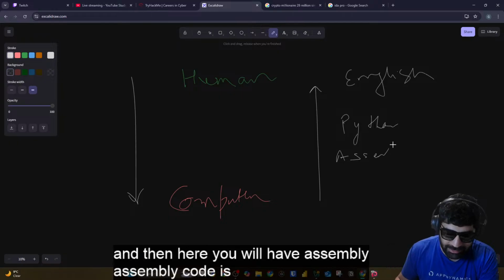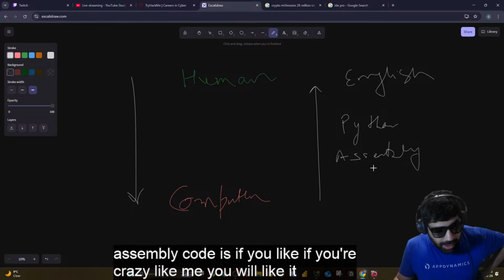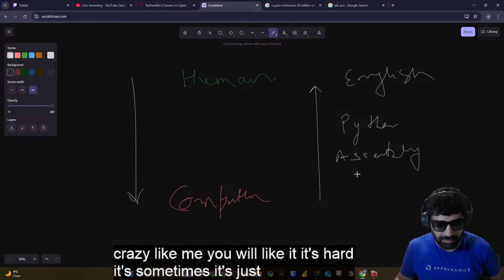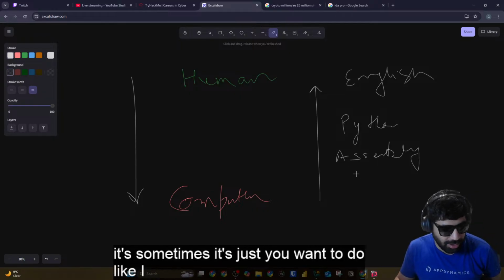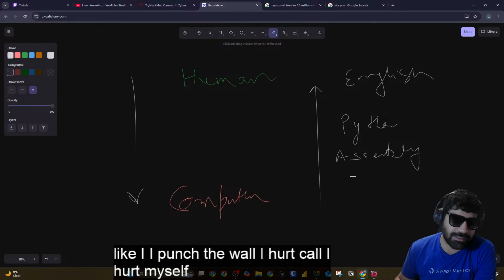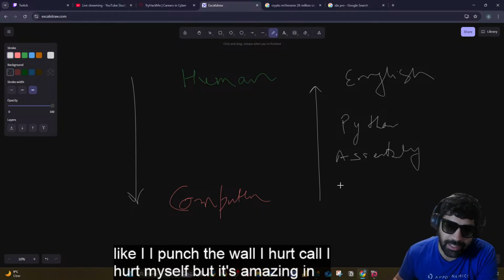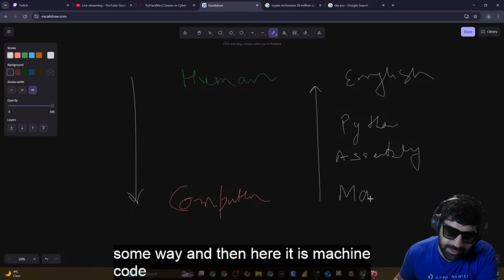Assembly code, if you are crazy like me, you will like it. It's hard. Sometimes you just want to punch the wall, I've hurt myself, but it's amazing in some way. And then here it is machine code, which is zeros and ones.